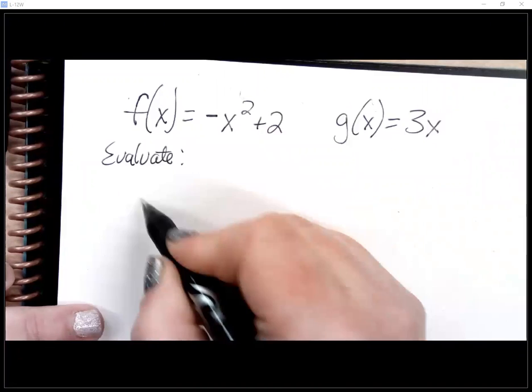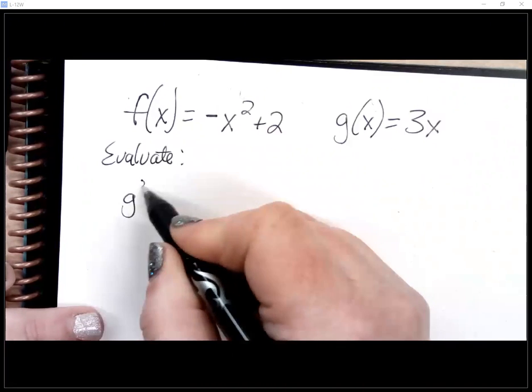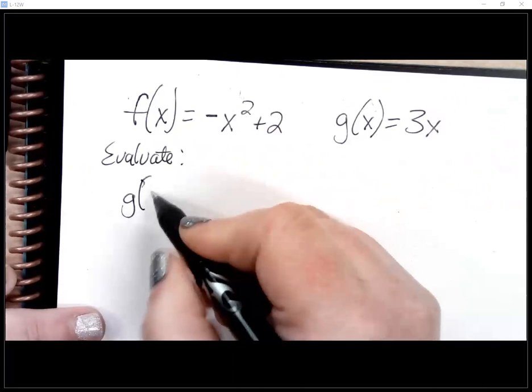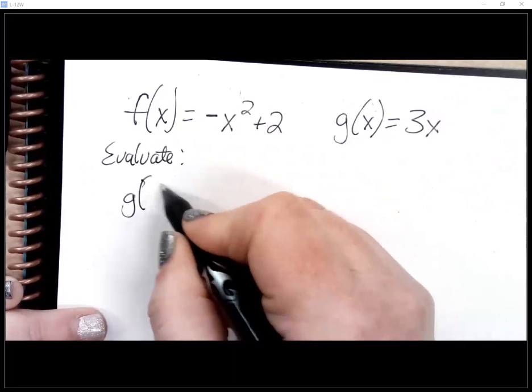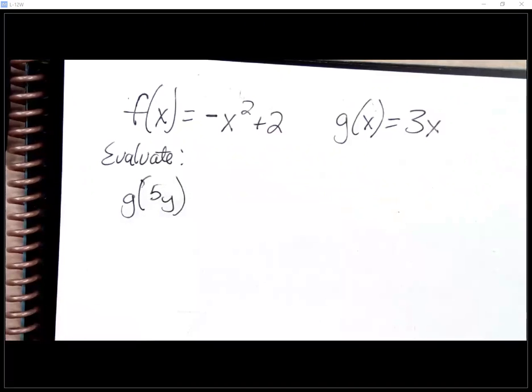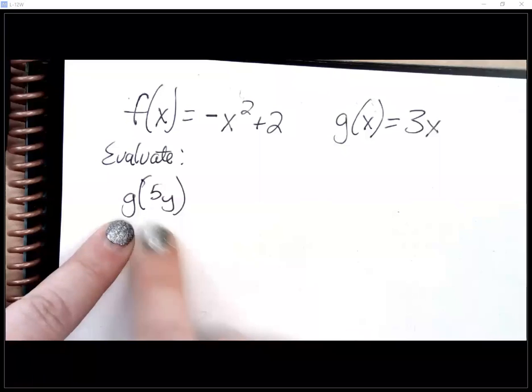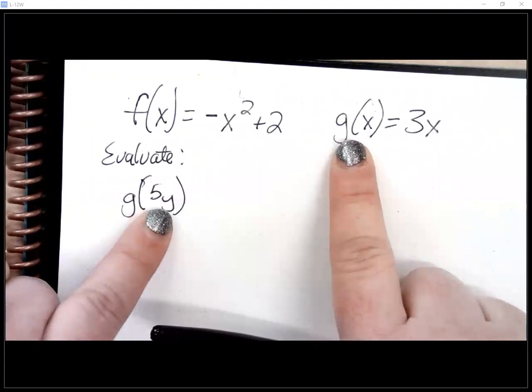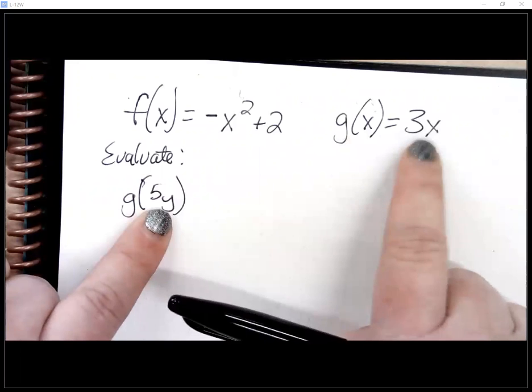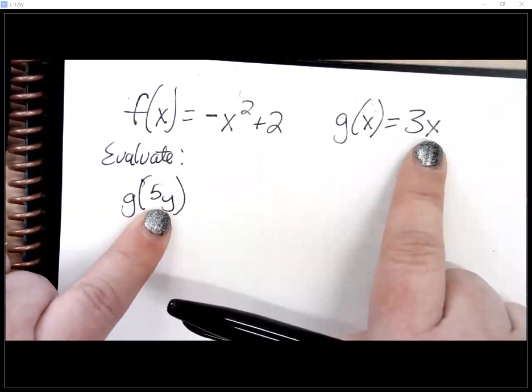So what if I asked you to evaluate something like g of 5y? What in the world are you going to do with that? Say it again. 15y. Yeah, 15y. I'm still going to go to my g function. Whatever is inside the parentheses is what gets dumped in place of the variable. So in this case, I'm going to replace that x with a 5y. And then I just simplify from there.